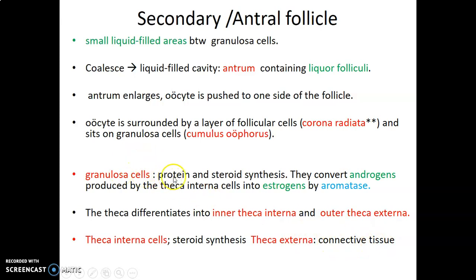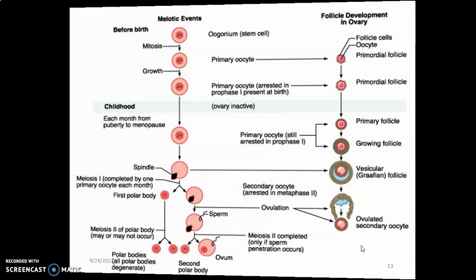So granulosa cells carry out protein and steroid synthesis. They contain aromatase, where they convert androgens into estrogen, and this occurs with the theca interna, mainly for steroid synthesis. The theca externa is mainly connective tissue.